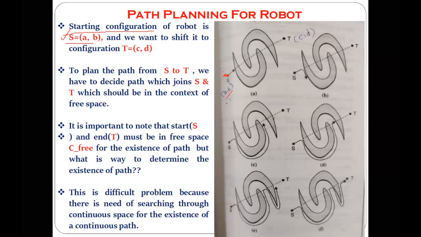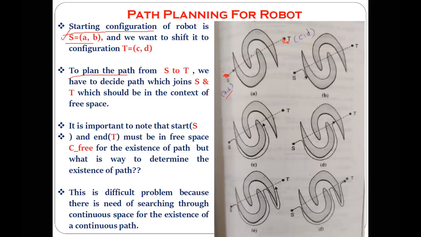So the starting configuration for the robot is given as this point, represented as (a, b), and the robot wants to go to another configuration, the T configuration, which is another point represented as T, and its configuration is represented as (c, d). In order to plan the path from the S configuration to the T configuration, we have to decide the path which joins S and T, and accordingly the robot has to move from S to T.